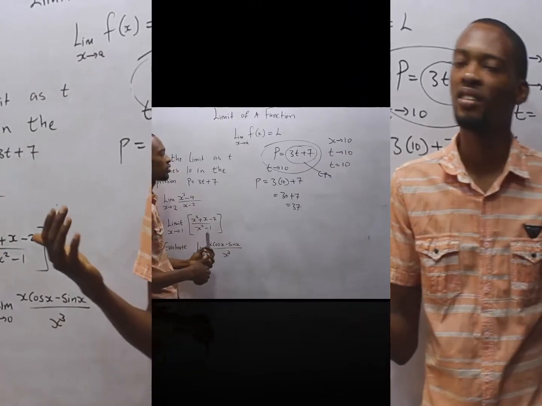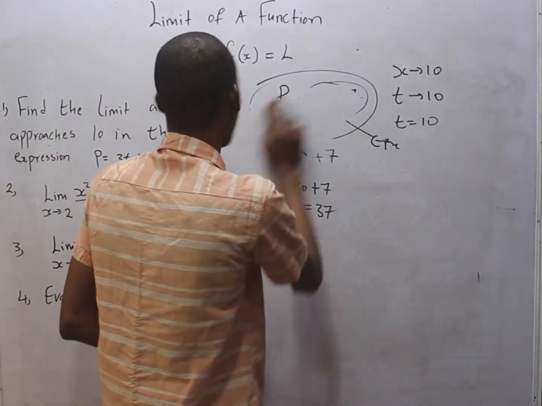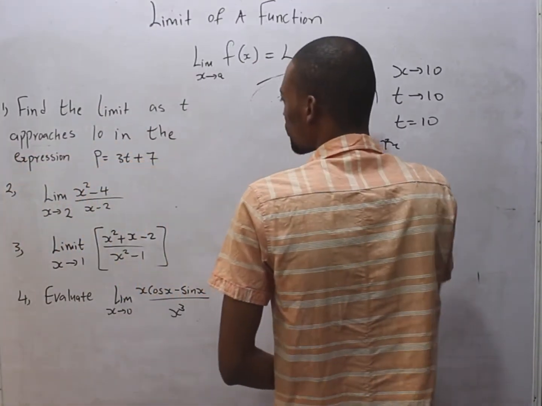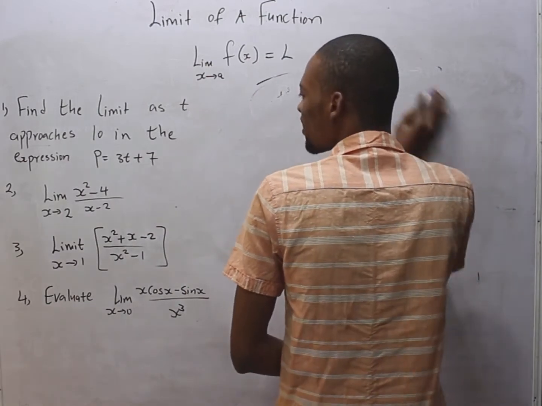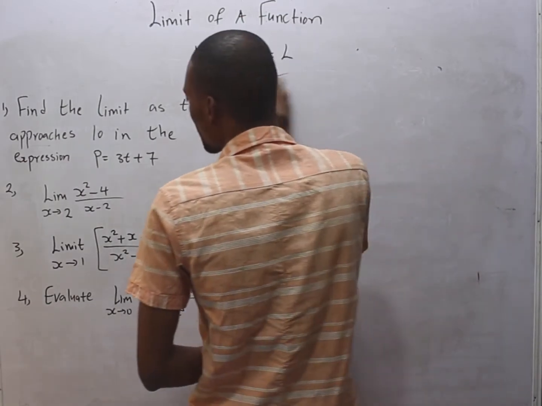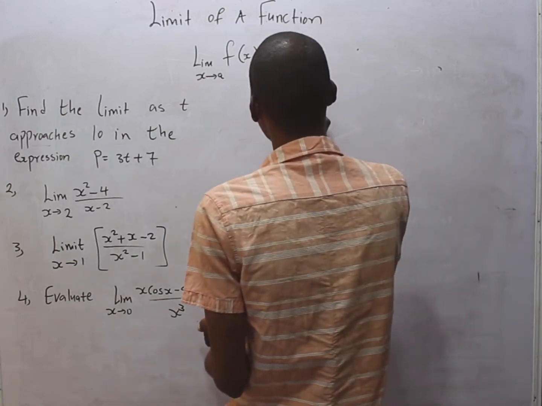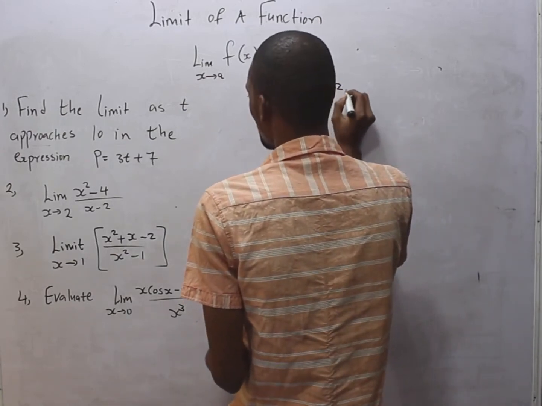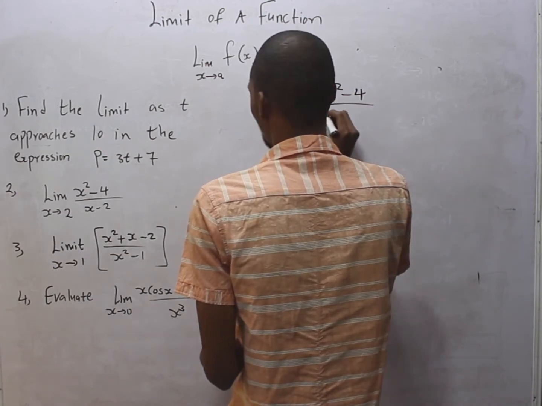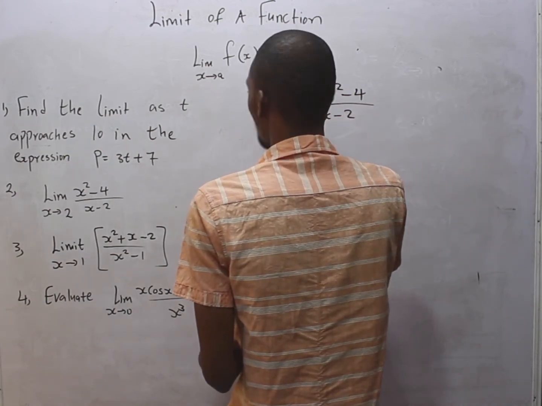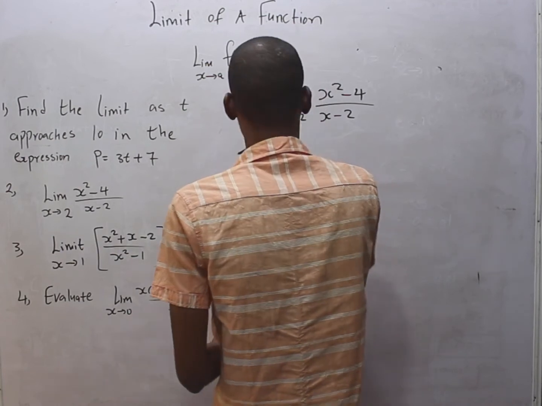That is the answer. And look at the second one. It says the limit of s squared minus 4 over s minus 2 as s tends towards 2. Limit of s squared minus 4 over s minus 2 as s tends towards 2.